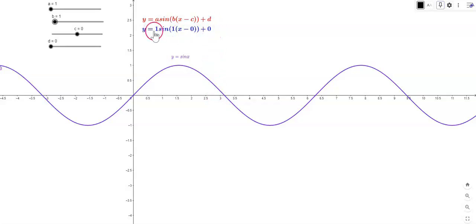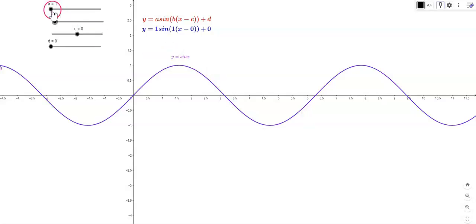So if I play around with these sliders, we'll see how it affects the graph. Take the basic sine function: a is 1, so 1 times sine x is just sine x. B is 1, there's no coefficient in front of x. C is 0, so there's nothing added or subtracted to the x. And D is 0, so nothing's been added to the function. It's sitting where it would typically have been.